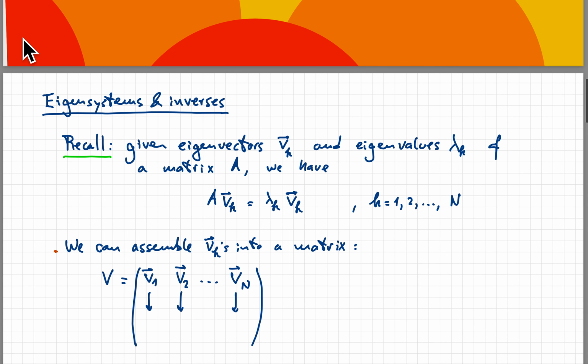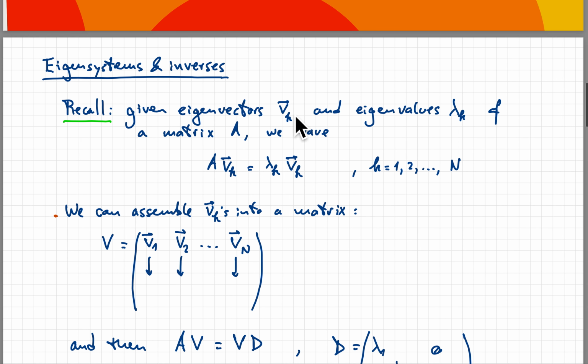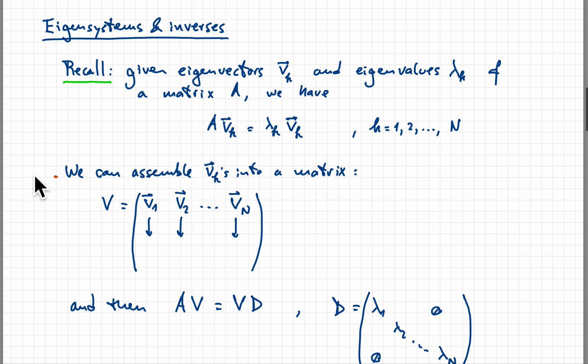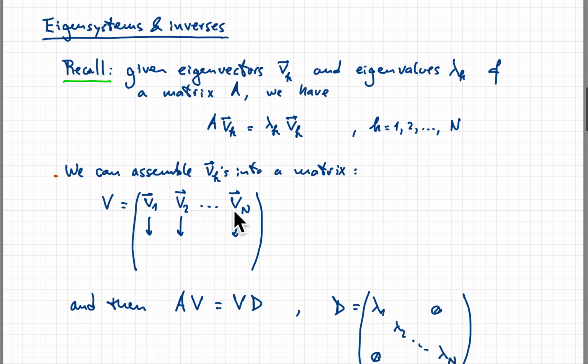So recall that given eigenvectors v sub k and eigenvalues lambda k of some matrix A, we have by definition that A applied to its eigenvector is simply the corresponding eigenvalue times the eigenvector itself. And that is valid for the whole set of eigenvectors that comes with the matrix. Now we can assemble those eigenvectors into a matrix in this way in columns. So v1 is the first column, v2 is the second column, and so on, and vn is the last column.